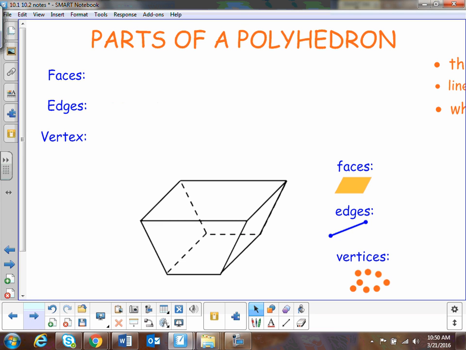Okay, so let's talk about parts of the polyhedron. We've got faces, edges, and vertices. So the faces are going to be the regions that bound the polyhedron. So the faces are going to be like the polygons: rectangles, triangles, squares.